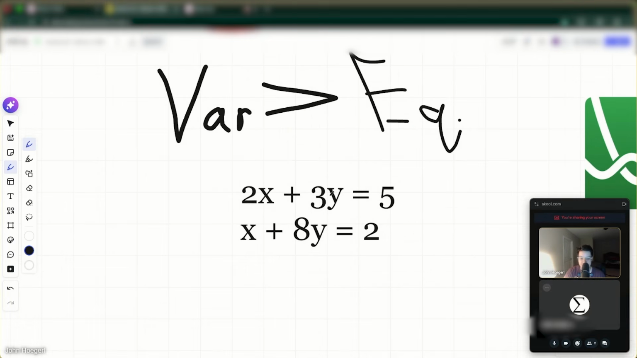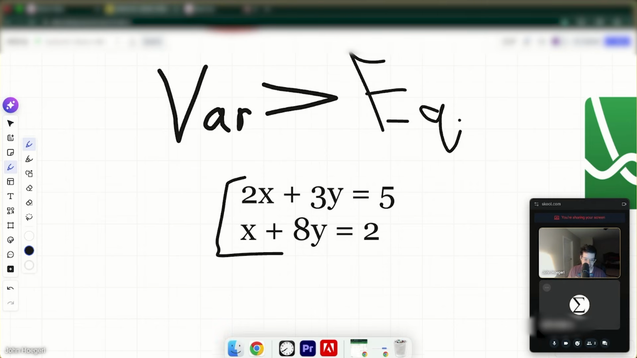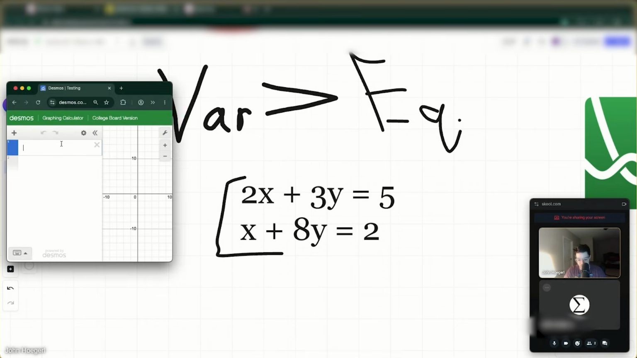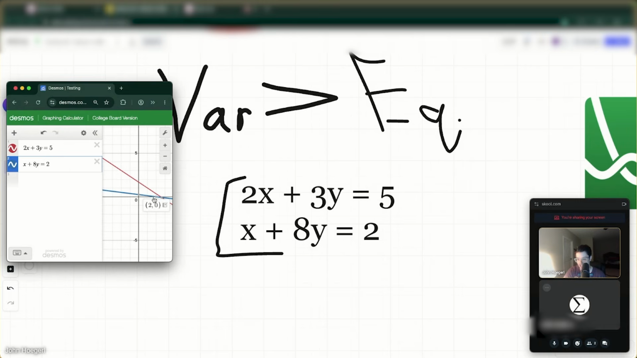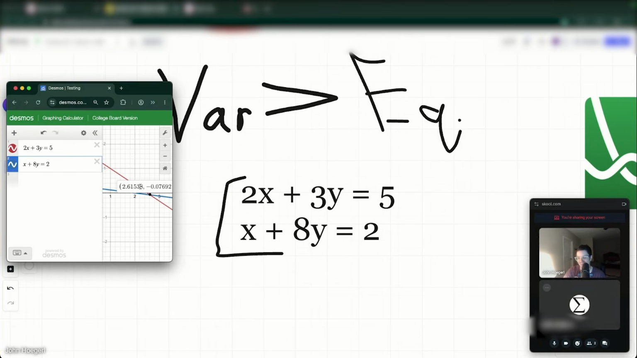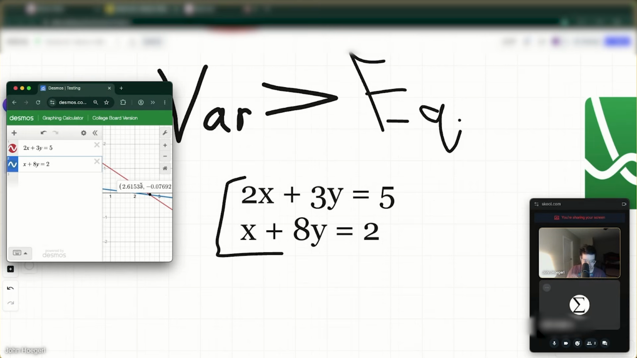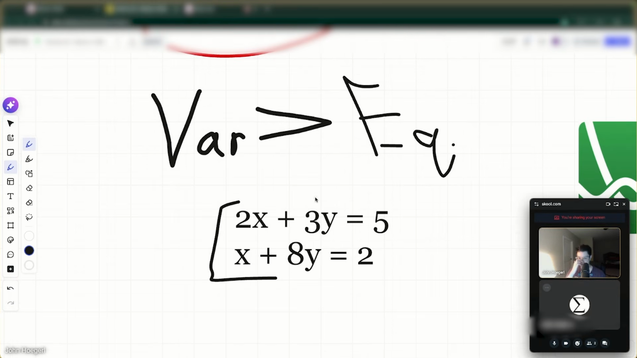So for example, if you have these two equations in a math problem, you can just solve these with regular Desmos, which I won't be focusing too much on in this video. If I was to solve it, I could just do 2x plus 3y is equal to 5, and then x plus 8y is equal to 2. And then I can just see here, they intersect at this one place. It's a really long number, but regardless, it's just at one place. So that's pretty good. But what when you have more variables than you have equations?